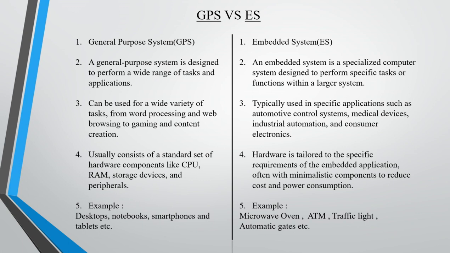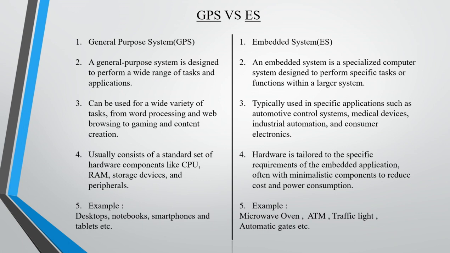Next, I'm going to tell you about the difference between GPS and ES. GPS is general purpose system, and ES is embedded system. A general purpose system is designed to perform a wide range of tasks and applications, whereas an embedded system is a specialized computer system designed to perform specific tasks. The general purpose system is used for a wide range, and an embedded system is used to perform a specific and limited task or function within a larger system.